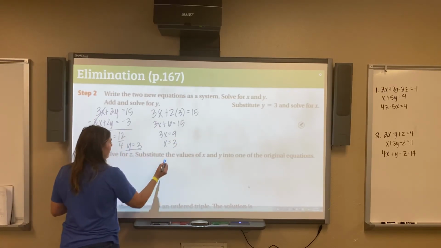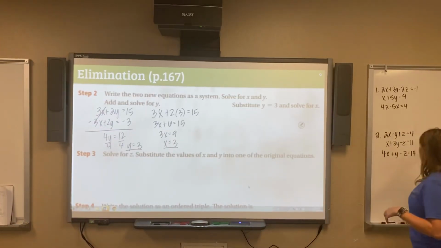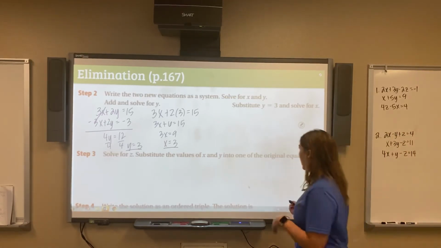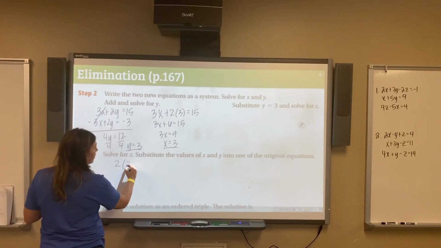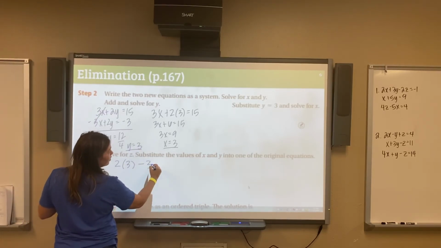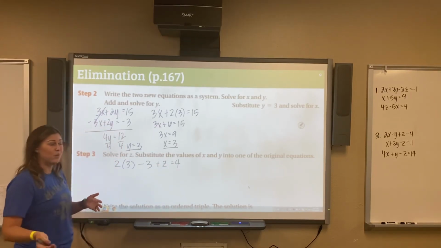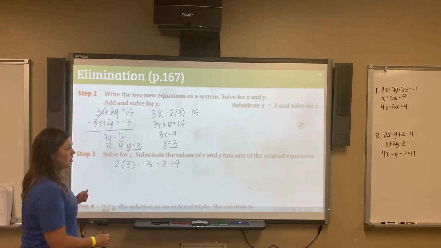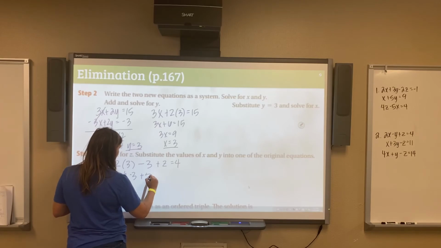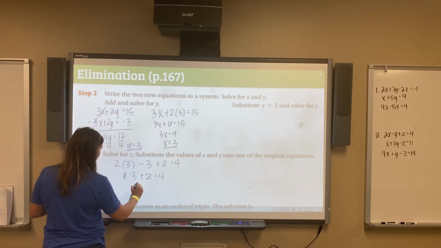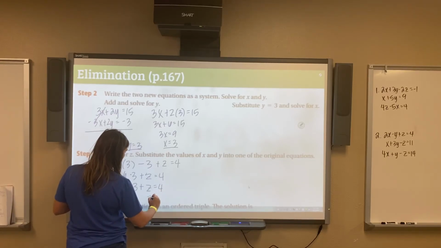So now we have x, now we have y, and now we're going to pick one of these to plug it into. It does not matter which one, to find our z. So we have 2 times x, which is 3, minus y, which is 3, and then plus z equals 4. Okay, I just picked the first one. Plug in our x and our y. Okay, so we have 6 minus 3 plus z equals 4. 6 minus 3 is 3. 3 plus z equals 4. Subtract, so z is equal to 1.